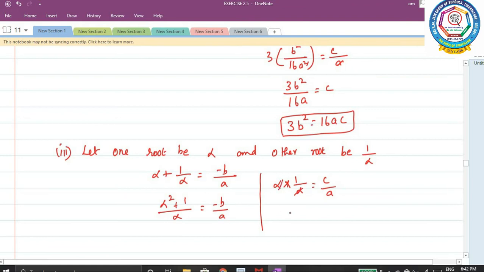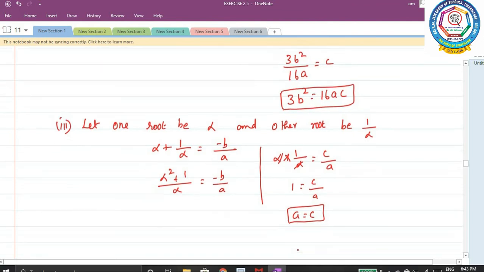Alpha into 1 by alpha equal to c by a. Here alpha will cancel. Therefore 1 is equal to c by a. Taking cross multiply, a is equal to c. So what is the required condition here? a is equal to c.